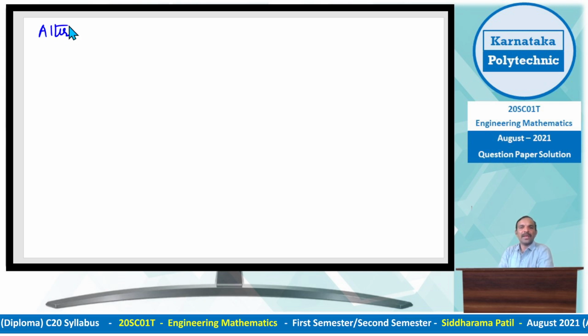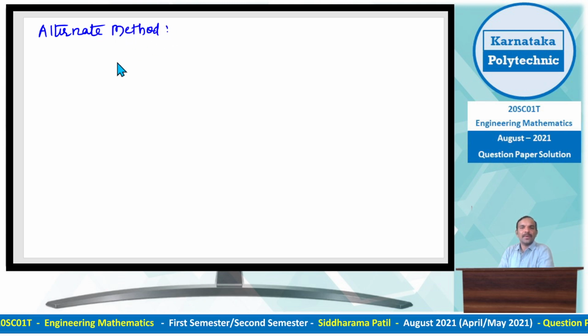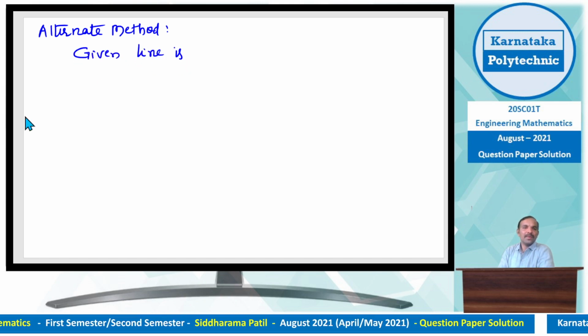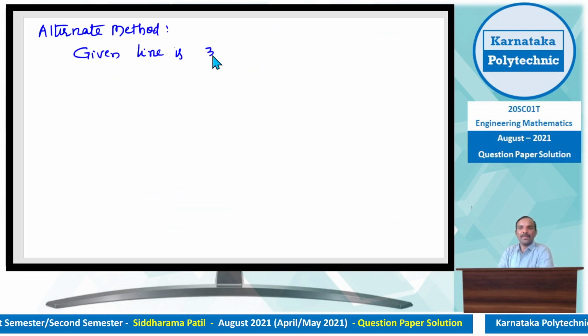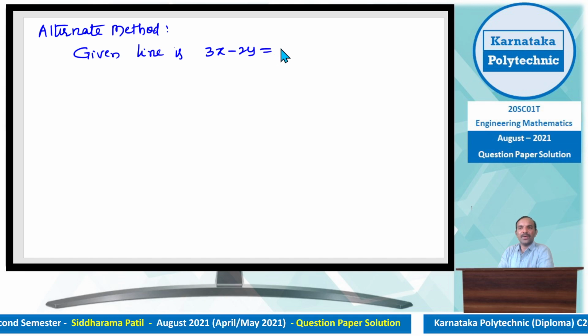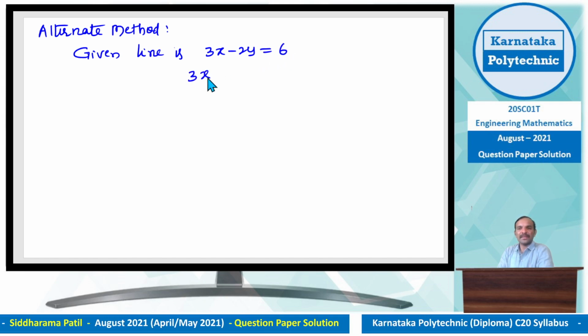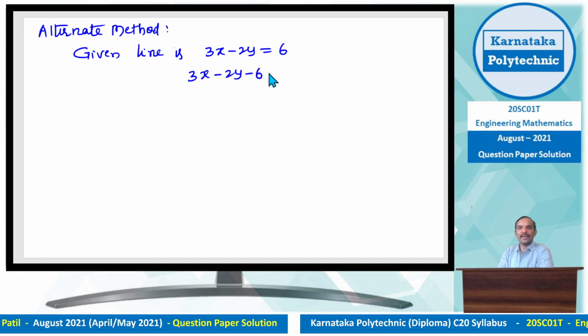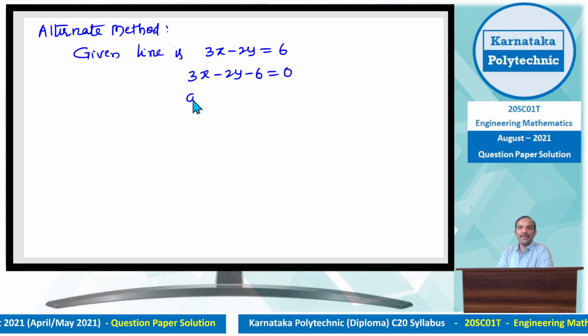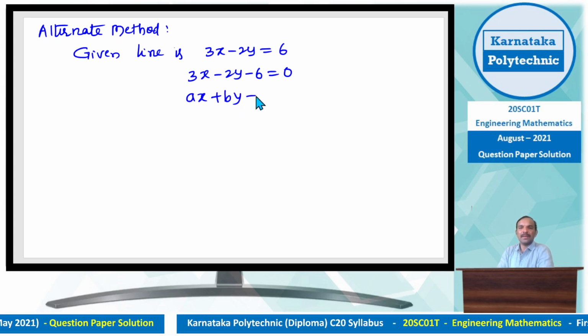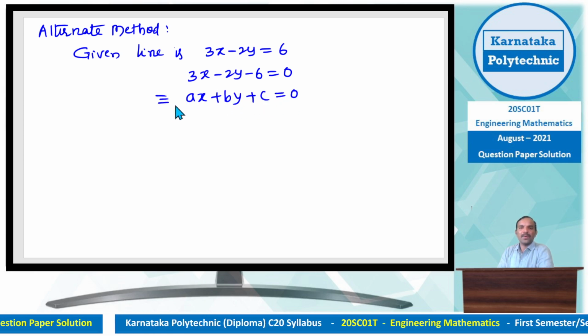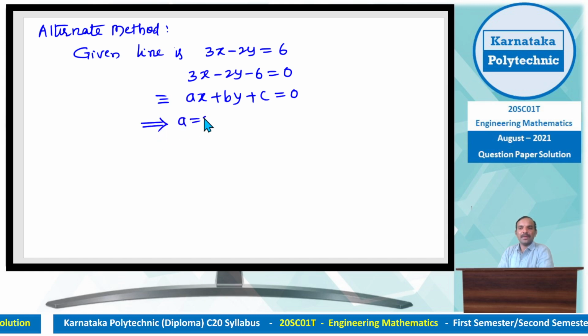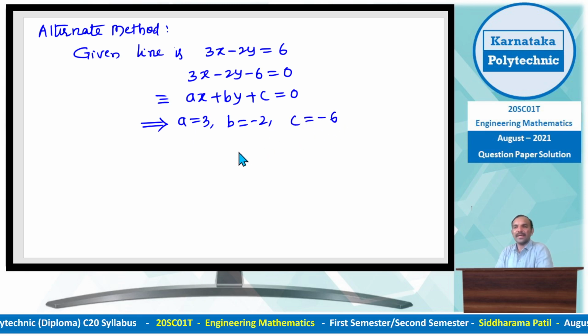For the same question you can solve by another method, an alternate method. Given line is 3x minus 2y equal to 6. It can be written in standard form as 3x minus 2y minus 6 equal to 0. Comparing with ax plus by plus c equal to 0, we get a value is 3, b value is minus 2, c value is minus 6.